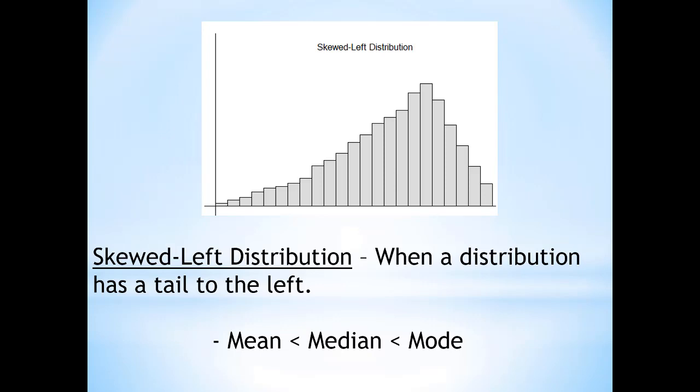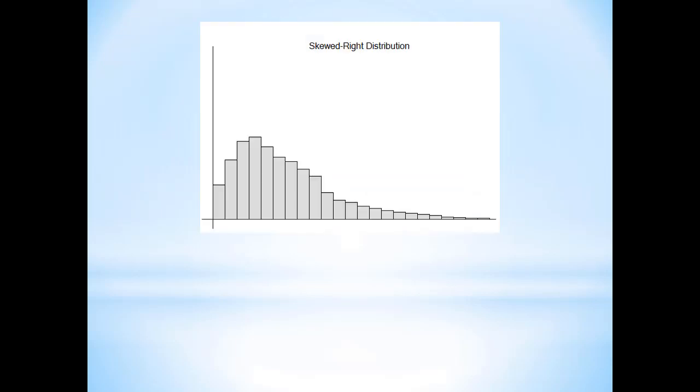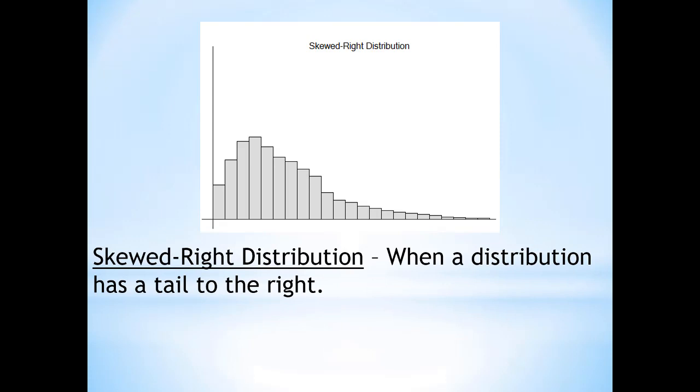A skewed right distribution is similar. The only difference is it has a tail that extends to the right. And when this distribution happens, that means the mean is greater than the median, which is greater than the mode. So you can always put those in order, mean, median, and mode, on a skewed distribution. You'll always know where to find those.